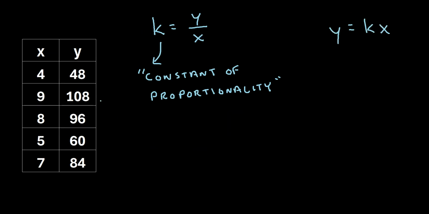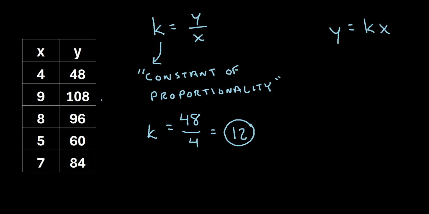All right, let's try one more example. Let's say we're given this table of x and y values, and we want to calculate the constant of proportionality. So remember, all we have to do is pick any row in the table and calculate y divided by x. So for example, let's say this first row right here. So k would be calculated as y, 48, divided by x, 4. So 48 divided by 4, that turns out to be 12. So the constant of proportionality is 12.